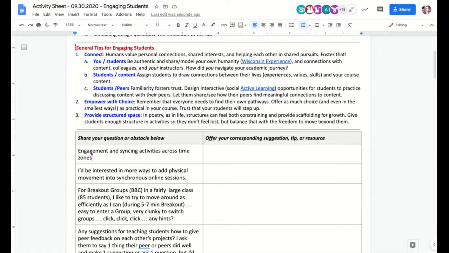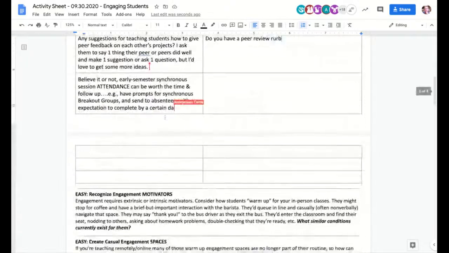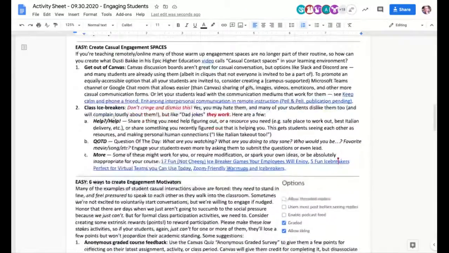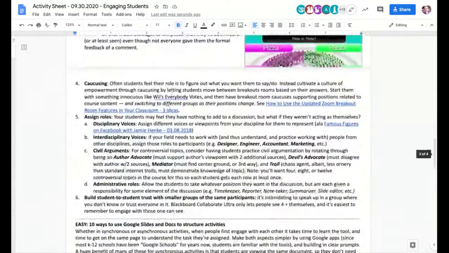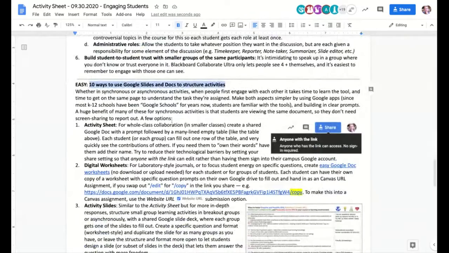Now at the top of the activity sheet, I've got general tips. These are very broad strategies, where you can say, oh, I know 5 ways to do this, right? And then down below, what I tried to do this week for the activity sheet was to have some actual very concrete tips, like 6 ways to create engagement motivators. So how do we create motivation for our students? And then we've got some concrete ideas here: 10 ways to use Google Slides and Docs to structure activities.